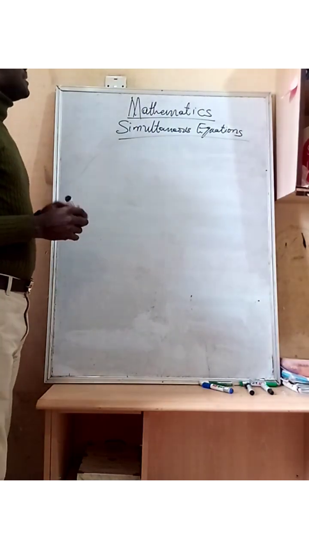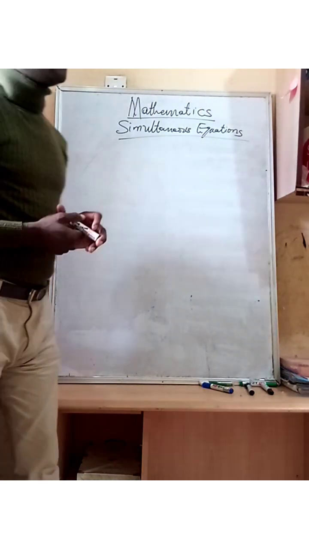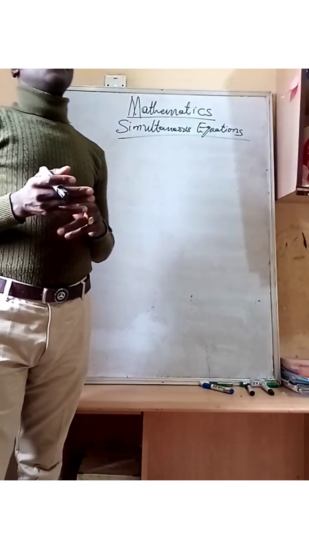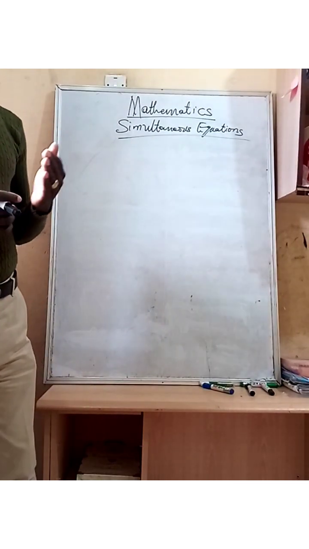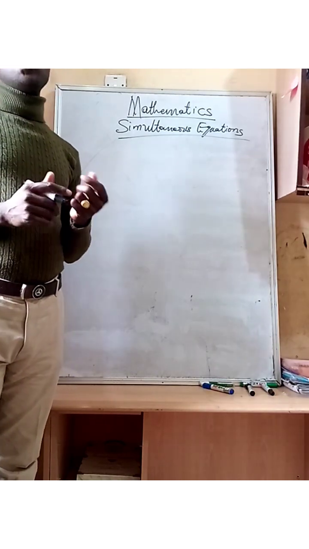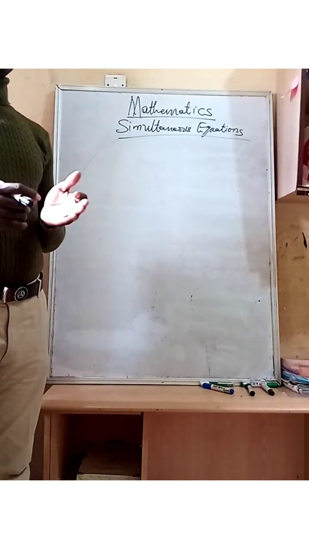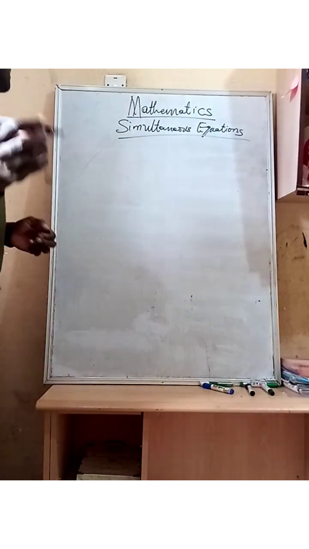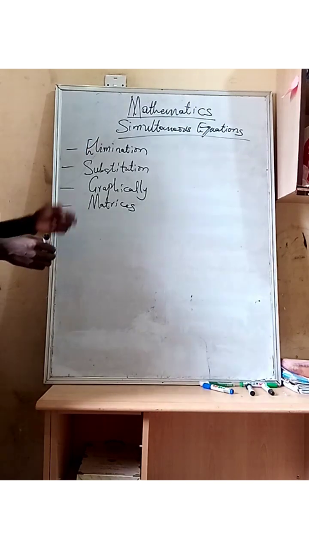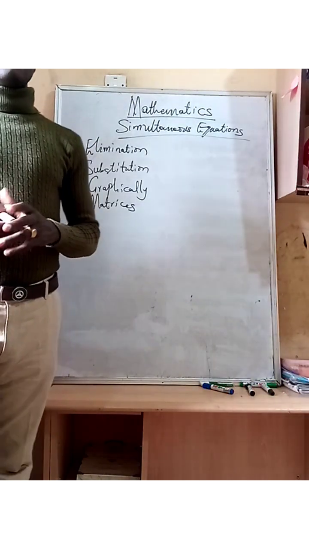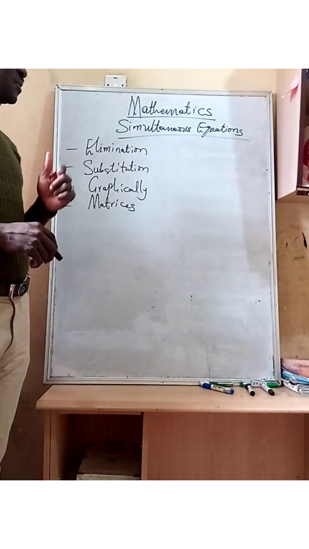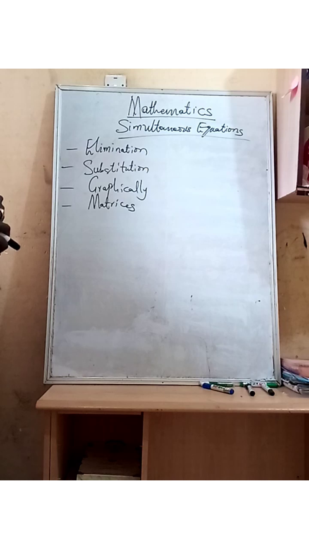So let me state that simultaneous equations may be solved using about 4 methods. The first 2 are analytical, while the other 2 are usually suggested. These are the 4 methods of solving simultaneous equations.